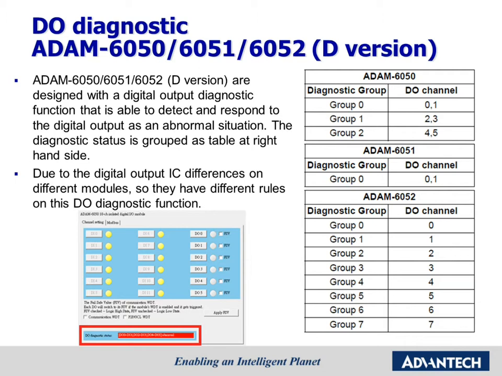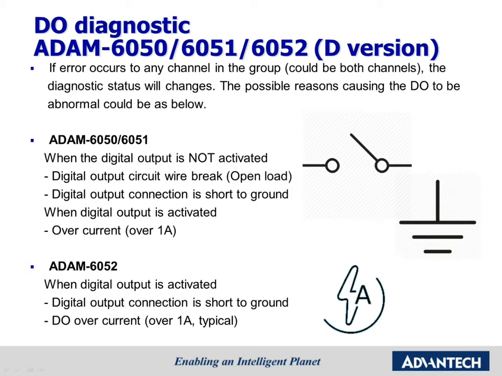The diagnostic status is grouped as the table we provided on the right hand side of this slide. For more information, you can refer to the FAQ we post on the ADAM forum. Also, you can find lots of information in the user manual. The possible reasons causing the DO channel to show abnormal status could be many different reasons, and different modules have different rules. Users can refer to the user manual for more information.